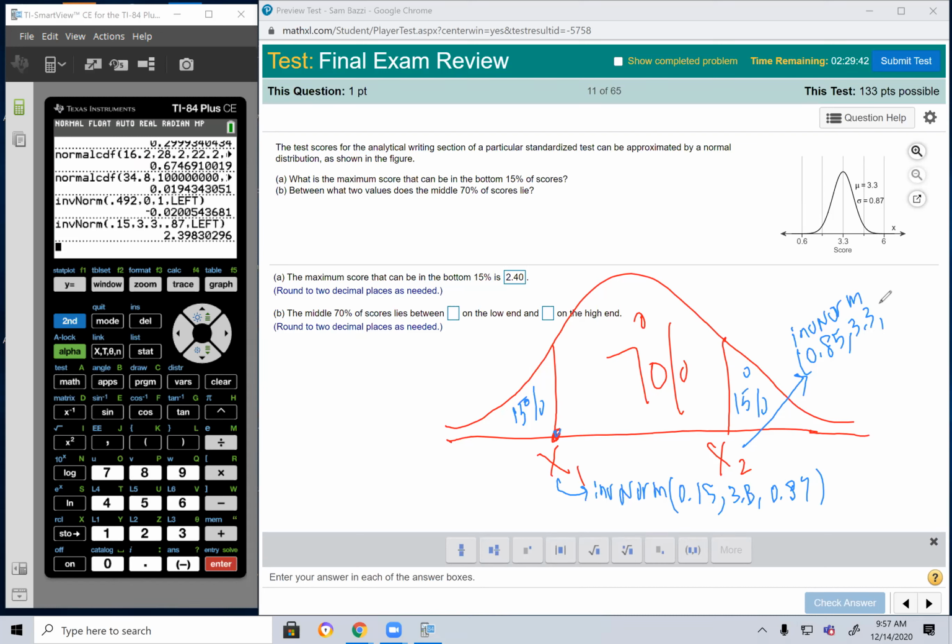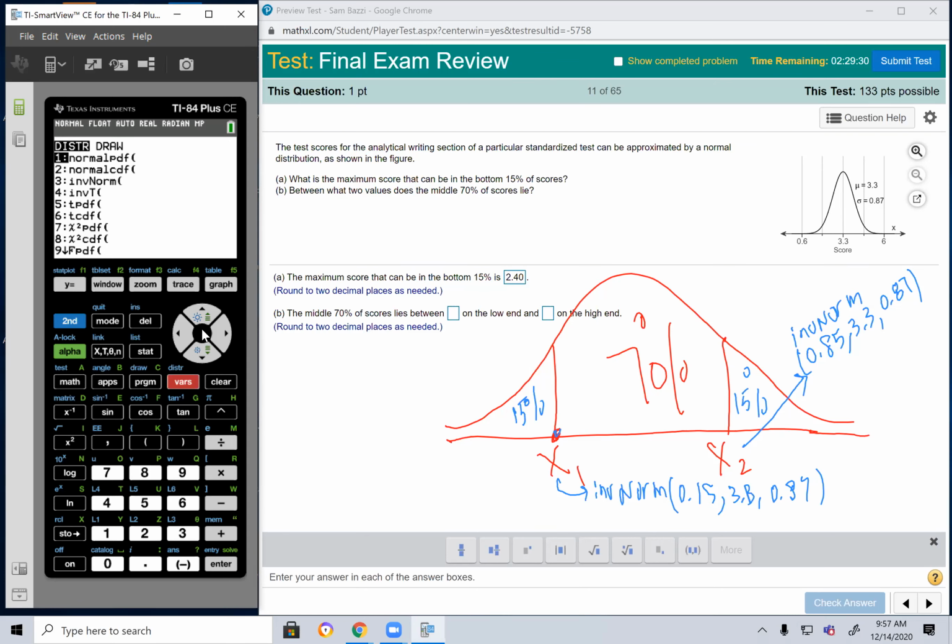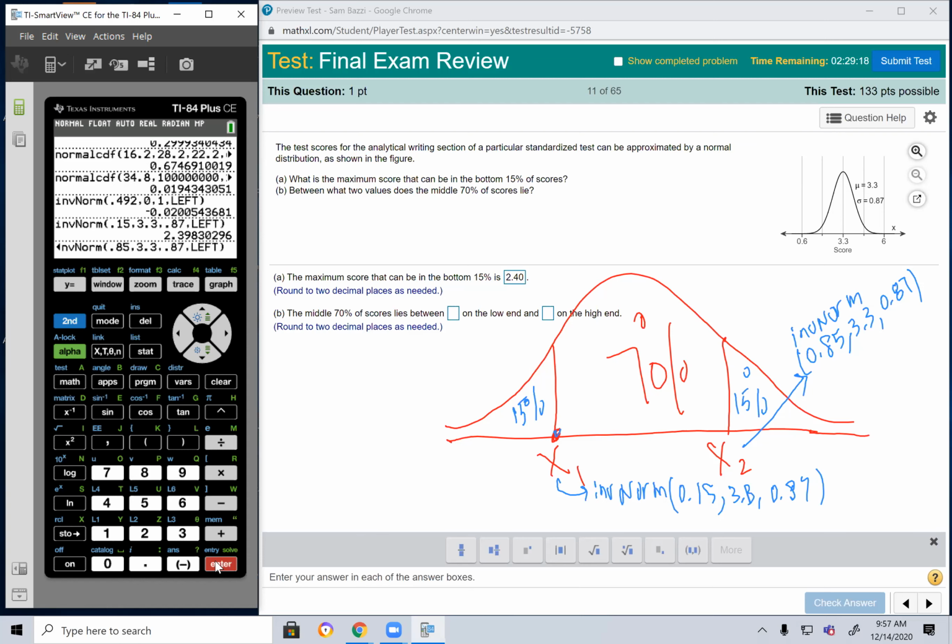3.3, 0.87. Okay, since we did the first one, guys, I'm not gonna do it again, but we're just gonna go and do the second one. Second, distribute. Inverse norm 0.85. You can see the 0.15 still shows on the screen. So your answer will be 2.40 and 4.20.